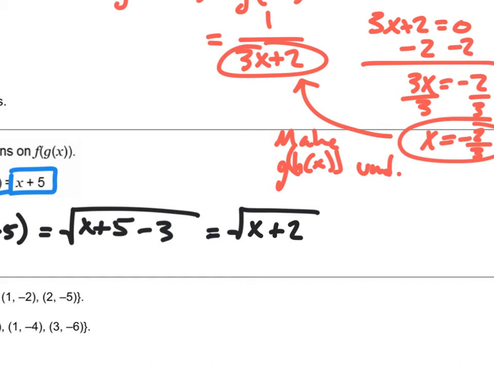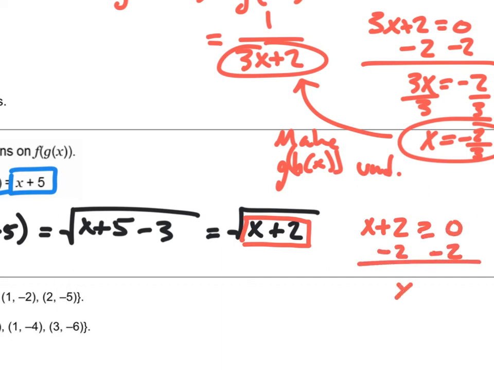So then, even though it's positive, what I still need to do is take what's under my radical, the x plus 2 part, and make that greater than or equal to 0. So I'm going to subtract 2 from both sides, and then I get that x is greater than or equal to negative 2. And that's my new domain, given that function.